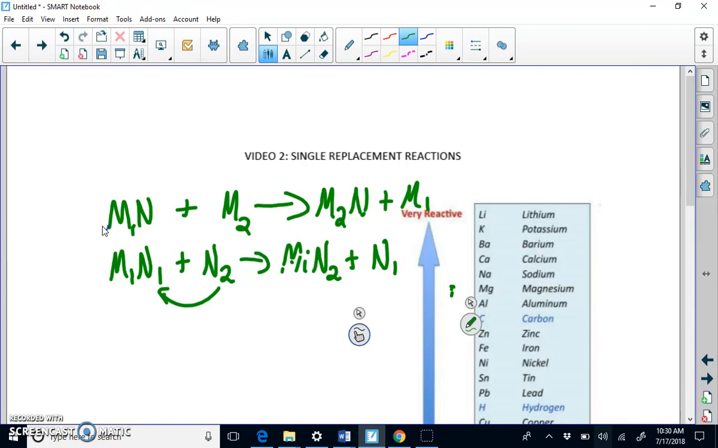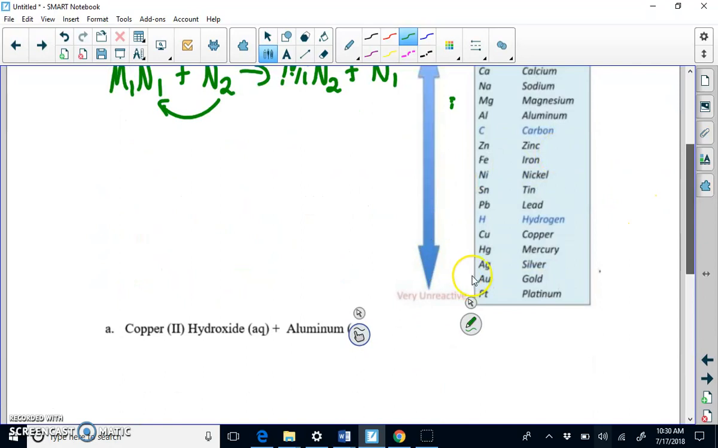Now, these reactions only occur if the element doing the kicking out is more reactive than the one that it's kicking out. And that's why on the side, this is from your honors formula sheet, we have this reactivity series. The ones on the top are the most reactive, and the ones on the bottom are the least reactive. You do not need to memorize this activity series. If you need it, they'll give it to you.